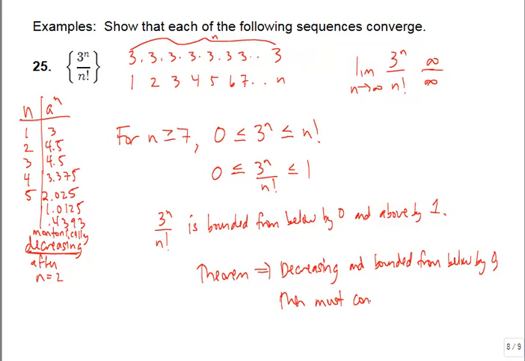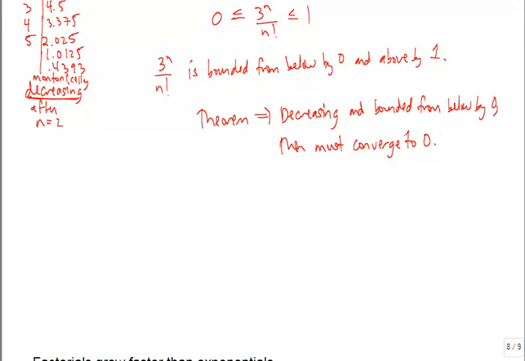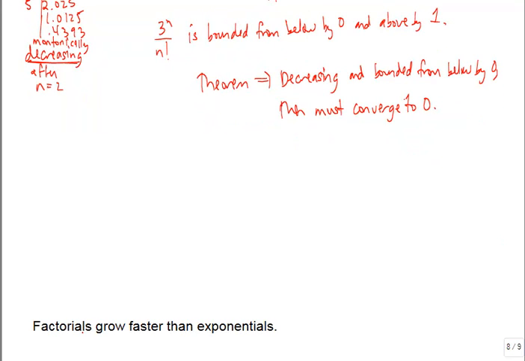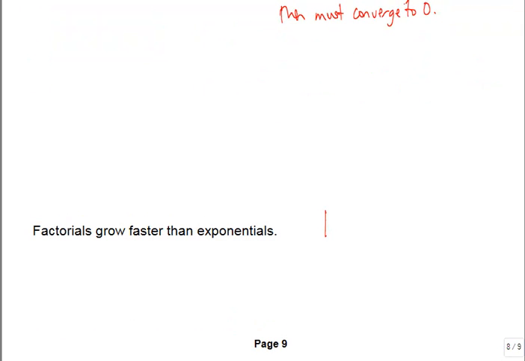And in this case, since we're bounded from below by 0, then we must converge to 0. And so what this is showing us again is since this is converging to 0, we're saying that this limit is 0. That's further proof that factorials grow faster than exponentials. And in general, you can say that the limit as n goes to infinity of any base k raised to a power n compared to n factorial is always going to be 0.